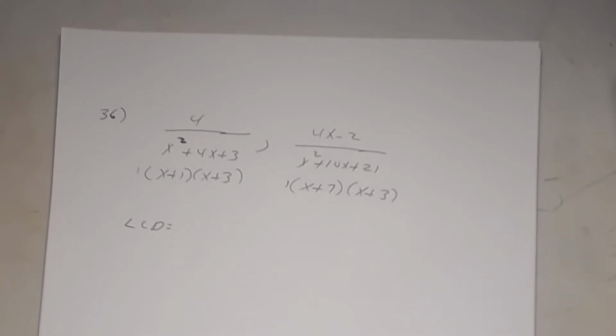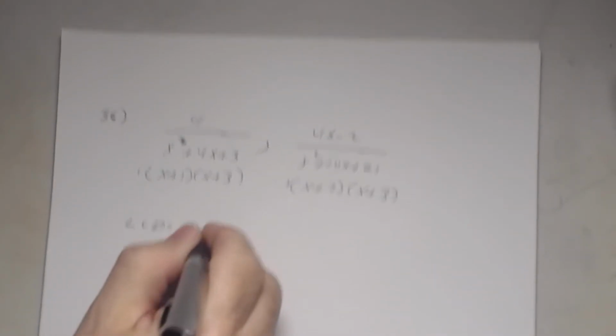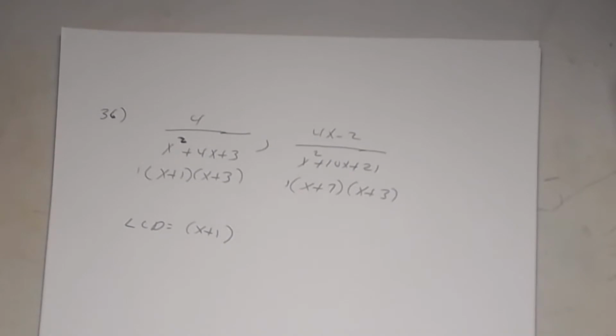Okay. So let's talk about x plus 1. How many times does x plus 1 occur in the first denominator? Once. How many times does it occur in the second denominator? None. So how many do I need? One. Now let's talk about the next factor you see. x plus 3. How many times does x plus 3 occur in that first? One. How many times in the second? One. So 1 and 1. How many do I need? One.